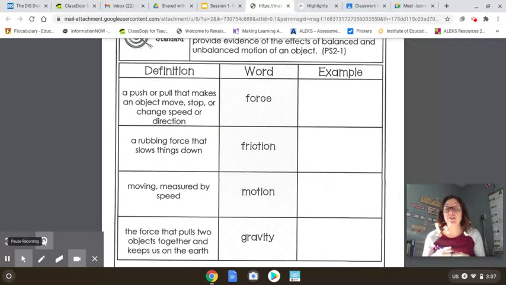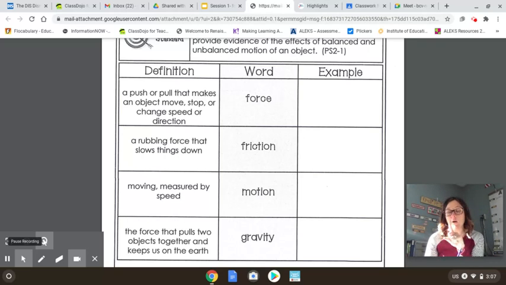Friction is a type of force. It's the force that slows things down. If I take my hands and I rub them together, they start to feel warm, and that's because friction is acting on them. And we're going to spend a lot of time talking about what friction is and some examples of friction. Well, we also need to know what motion is. Motion is just moving. And then gravity. Gravity is that force that's pulling us down onto Earth, keeping us from floating up into space.